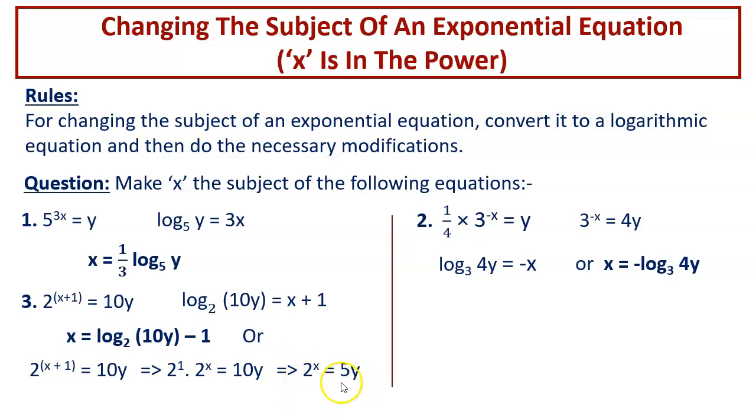And now we can change this exponential equation to its corresponding logarithmic form. 2 is the base, x is the power, and 5y is the answer, which will be the argument of the logarithmic term. The 2 will remain the base, and x, the power, will be coming down as the product or the result on the other side of the equal to sign. So it will be log of 5y to the base 2 equal to x. And we usually write the subject on the left hand side, so it is x equals log of 5y to the base 2.